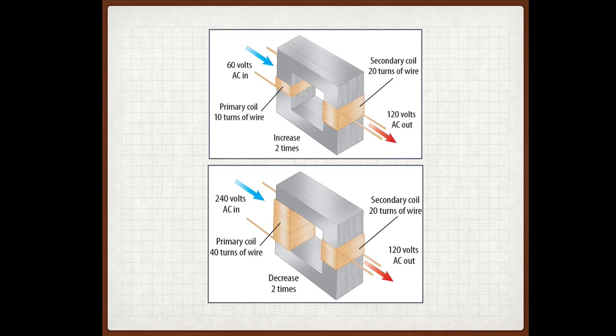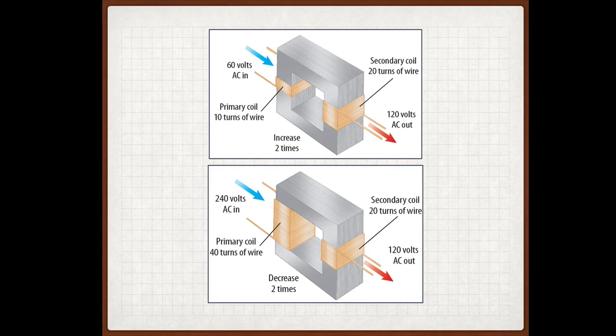The primary coil has 10 turns around our metal there. Okay, and we have 60 volts that are coming in. And those 60 volts are being stepped up to 120 volts. So if you look at our secondary coil on the right side of that, you see that secondary coil, you have 20 turns. So that's double the amount of turns that you have on the incoming, the primary coil. So because of the increased amount of coils, this is regarded as a step-up transformer. So I bring in 60 volts and I step it up to 120 volts.